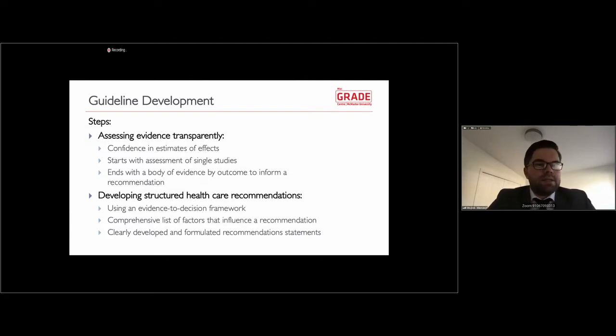In guideline development, there are essentially two main steps or phases, which is assessing the evidence transparently, gathering in a systematic review research evidence to get an estimate of effects of interventions, assessing our confidence or quality of the evidence, assessing the single studies for risk of bias, and having a body of evidence with the quality assessed to inform a recommendation. And then in the subsequent step, we develop structured healthcare recommendations.